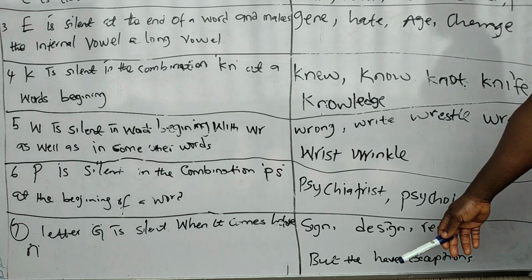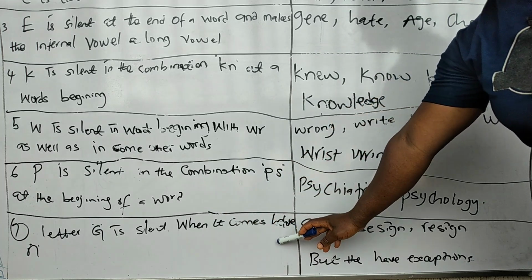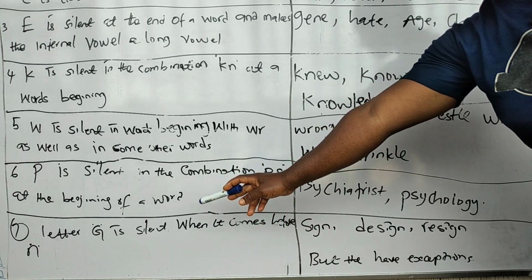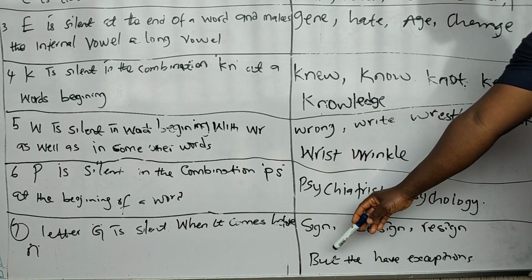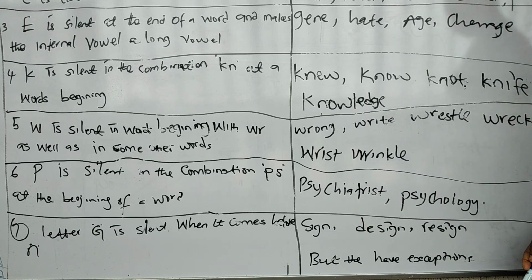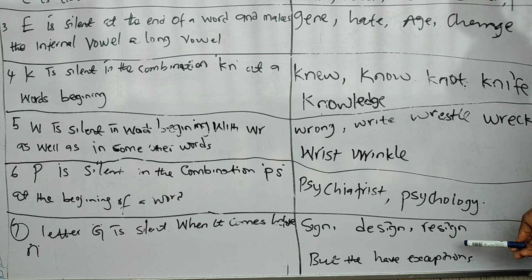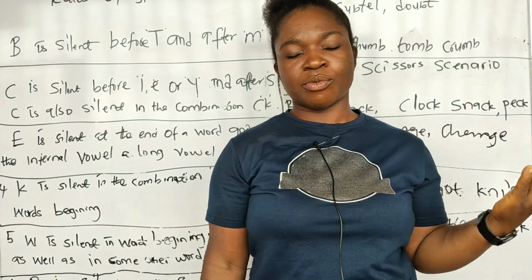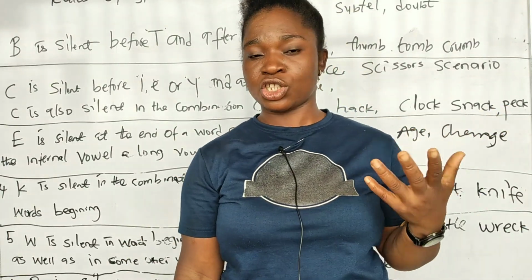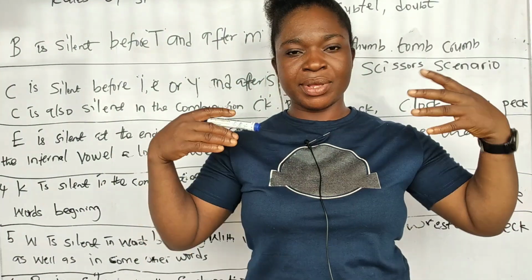Now the last on the list, number 7, says letter G is silent when it comes before N. Now from the examples we have sign. You can see that the G was actually not pronounced. We have design. The G was equally silent. We still have resign. You can see that no G was pronounced. Just like I said before, this law has exceptions. For some words, you're going to see the G being pronounced, and for some, the G is going to be silent. The most important thing is that you know these rules at least and be able to use them when necessary.